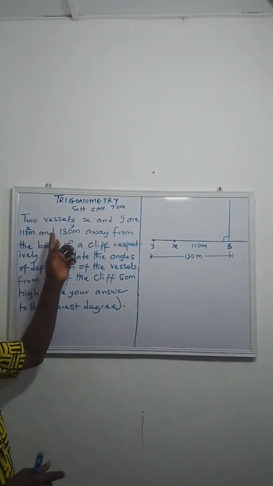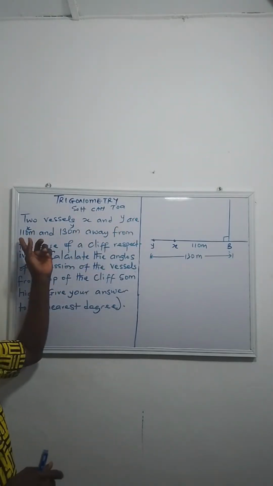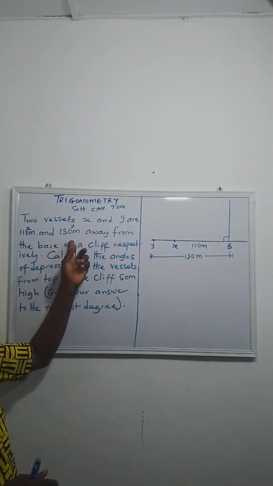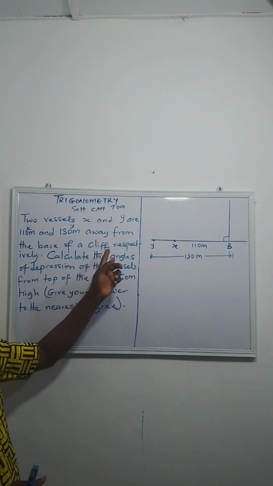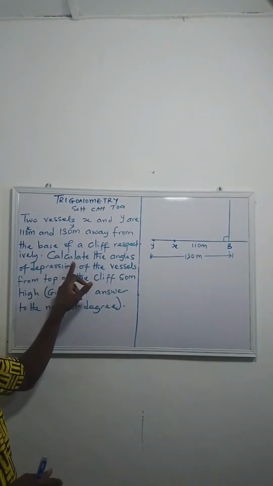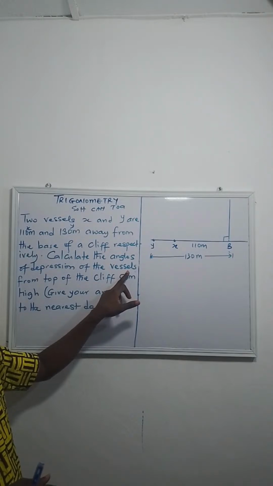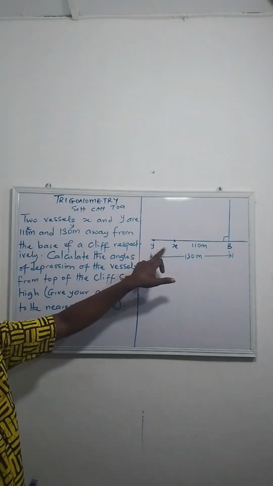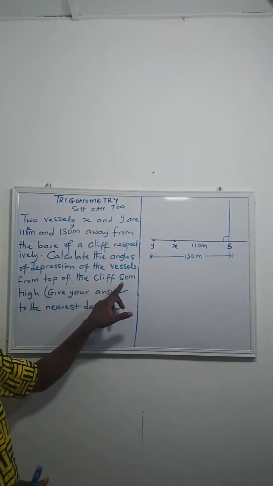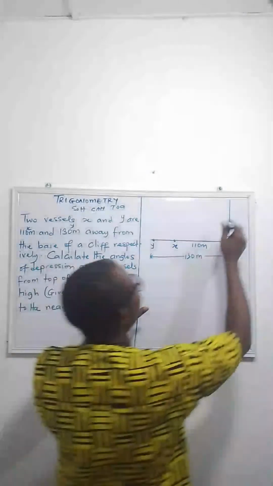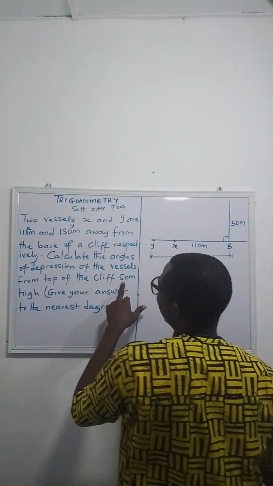Okay. So now let's go through the question again. Two vessels, X and Y, are 110 meters and 130 meters respectively away from the base of a cliff. Now, calculate the angle of depression of the vessels, that is the points X and Y, from the top of the cliff, which is 50 meters. So this is the cliff here. The cliff is 50 meters. That's the height of the cliff.